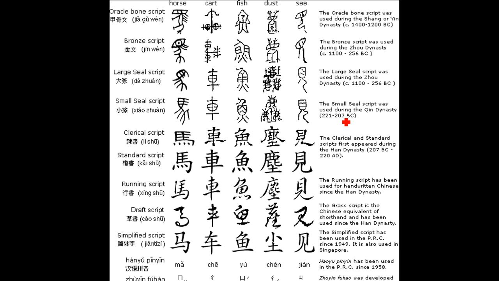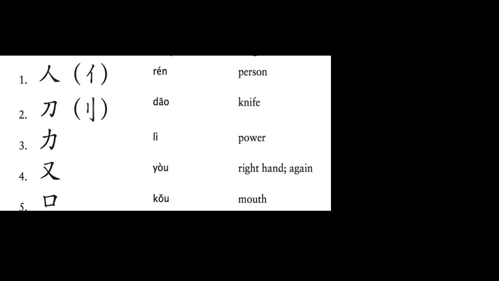221 to 207 BC. Clerical script 隶书 is used in the Han Dynasty from 207 BC to 220 AD. Standard script, 楷书, and then running script, and then draft script, and then simplified script, 简体字. We will call simplified script modern script in the future speech.